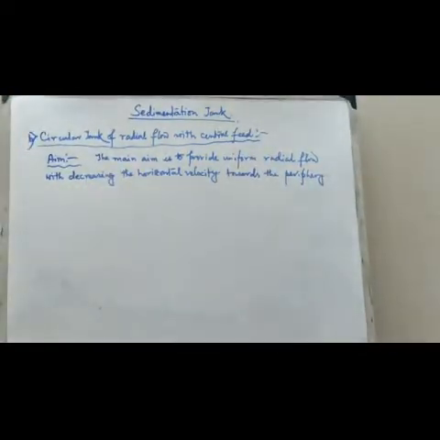So this is the main aim of the circular tank of radial flow with the central fluid. The sludge is scraped to the central sump mechanically and continuously, from where it is withdrawn during the operation. So this is all about the circular tank of radial flow with the central fluid.